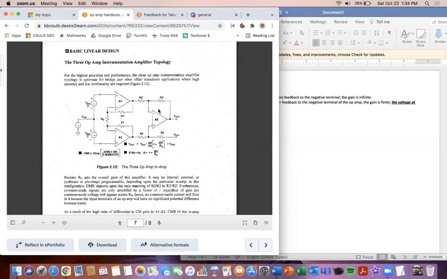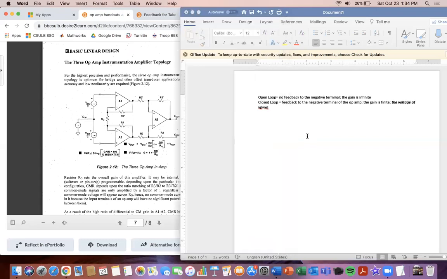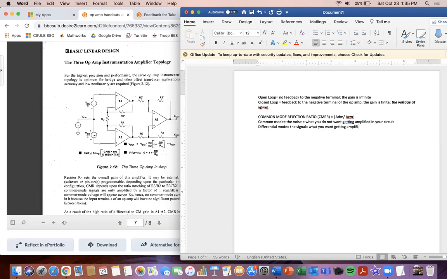And now I'm going to talk a little about the common mode rejection ratio, because that one was a little confusing. For the common mode rejection ratio, he likes to abbreviate it CMRR. What that tells you is you can calculate this by doing the amplification of the differential mode divided by the amplification of the common mode. And you're probably like, what in the world is differential mode and what is common mode? When I think of it, common mode is equal to the noise, which is what you do not want getting amplified in your circuit. But differential mode is the signal, which is what you want getting amplified in your circuit.